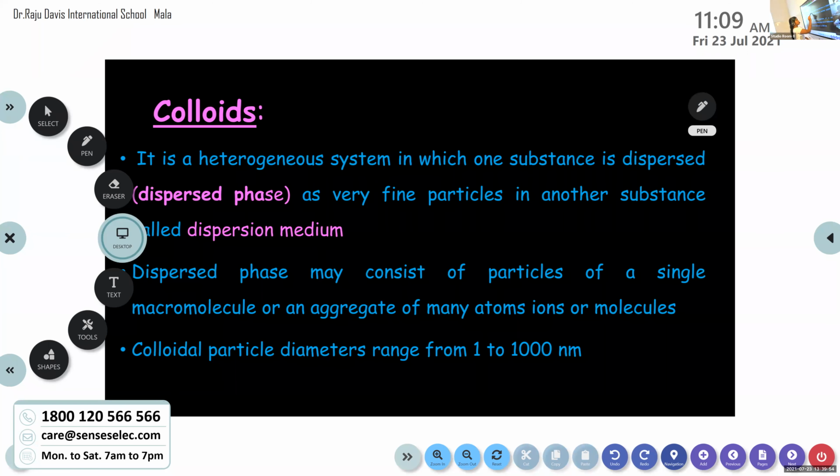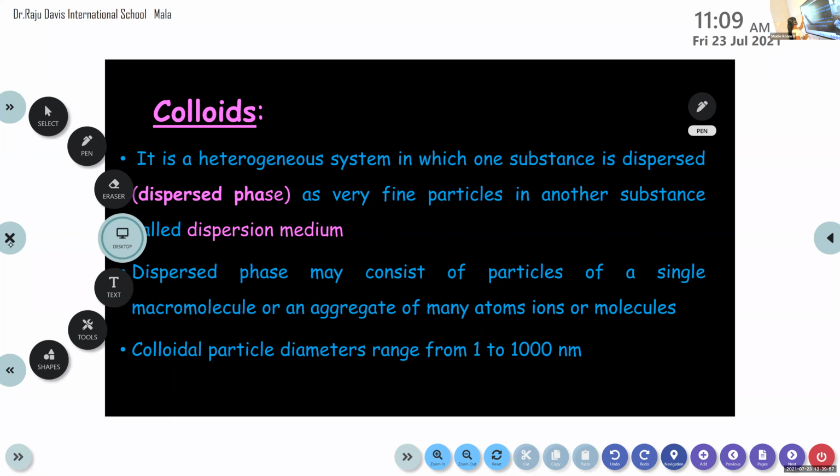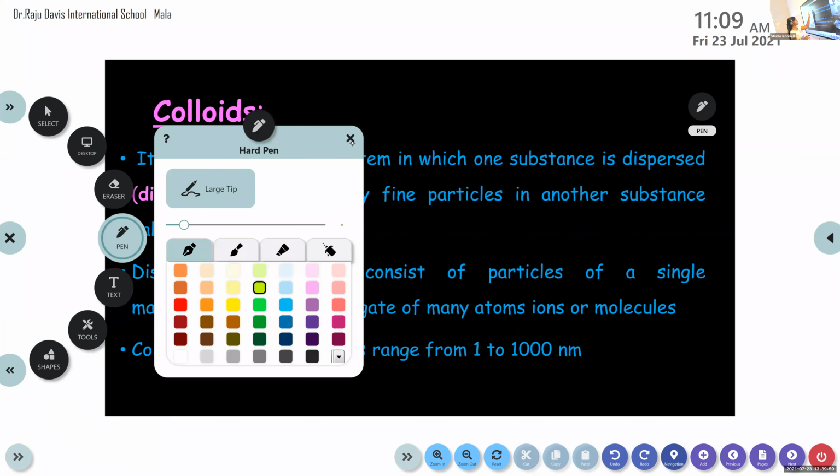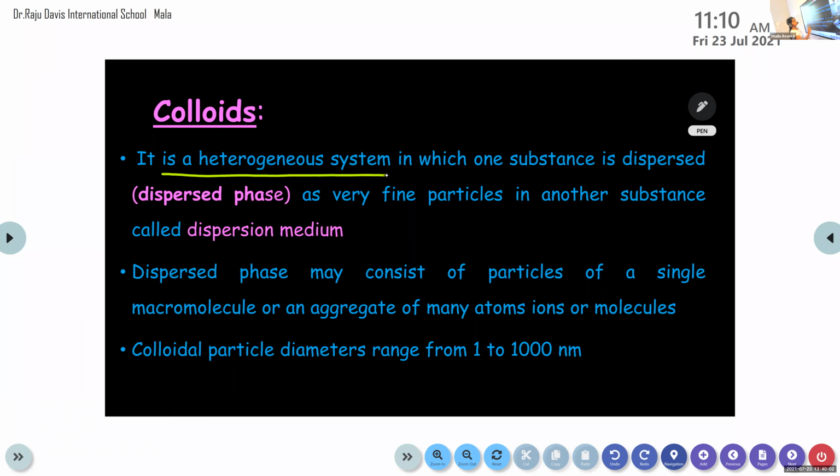So I told you it's a heterogeneous system. That means non-uniform composition throughout. So it's a heterogeneous system in which one substance is dispersed as very fine particles in another substance. It is called dispersion medium. So there are two components for a colloid. First one is dispersed phase and the second one is known as dispersion medium.